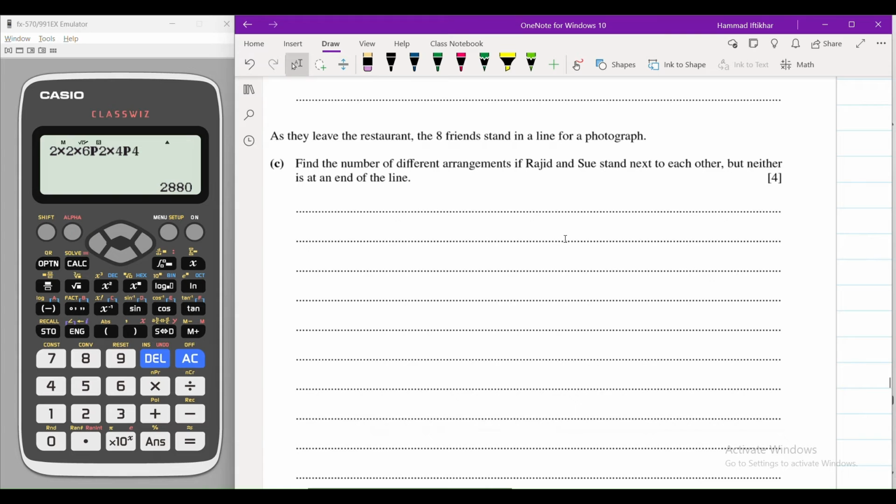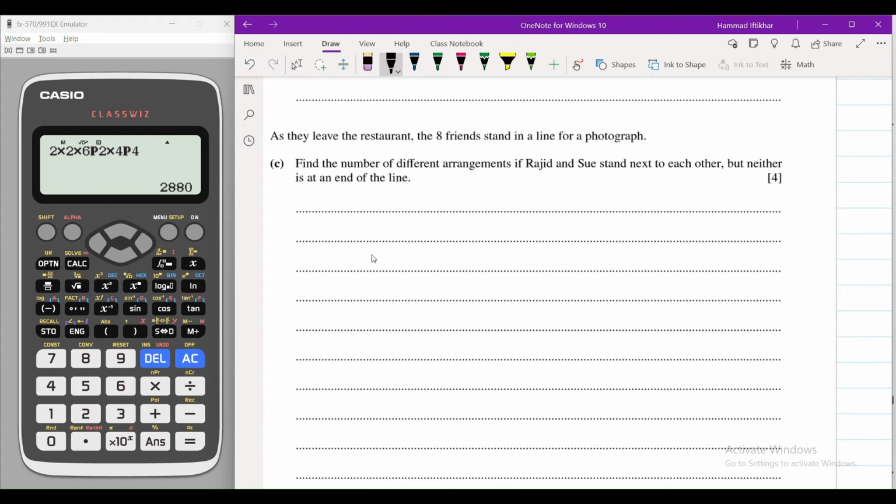Alright, as they leave the restaurant, the 8 friends stand in a line for a photograph. Find the number of different arrangements if Rajat and Sue stand next to each other, but neither is at an end of the line. Right, okay, so for this part also we can do it 2 different ways. Both are fine, so it's up to you how you choose.